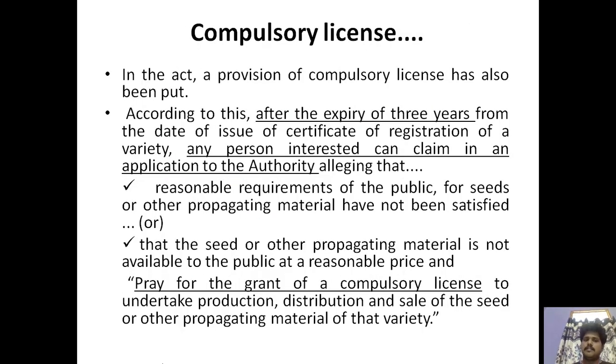Then coming to compulsory licensing. A provision for compulsory license has been put in this PPVFR Act. According to this, after expiry of 3 years from the date of issue of the certificate of registration of a variety, any interested person can apply to the authority alleging that the reasonable requirements of the public for the seed or any propagating material have not been satisfied, or the seed or other propagating material is not available to the public at a reasonable price, and then pray for the grant of a compulsory license. Based on that, he may be allowed to undertake the production, distribution, and sale of the seed or the propagating material of that variety.